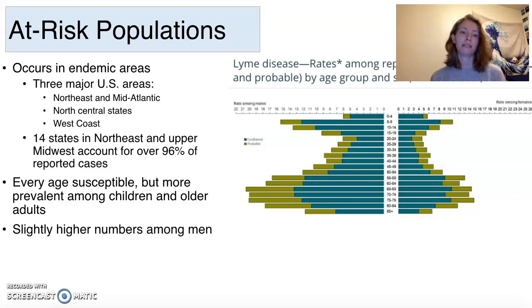So populations at risk. Since Lyme disease occurs in endemic areas, people who live in those areas are much more likely to contract it. There are three major U.S. endemic areas: the Northeast and Mid-Atlantic, the North Central states like Minnesota and Wisconsin, and the West Coast, which is primarily like Northern California. And the 14 states of the Northeast and Upper Midwest region account for over 96% of the reported cases. So it's much more likely for people in those areas. On this table to the right, you can see that every age is susceptible, but children and older adults are more common. And there are slightly higher numbers among men than women.